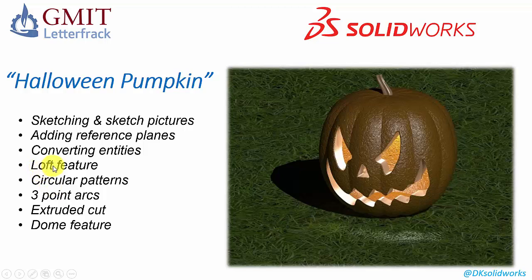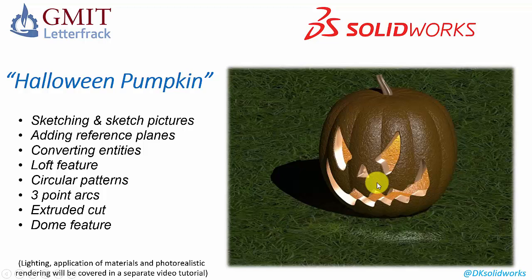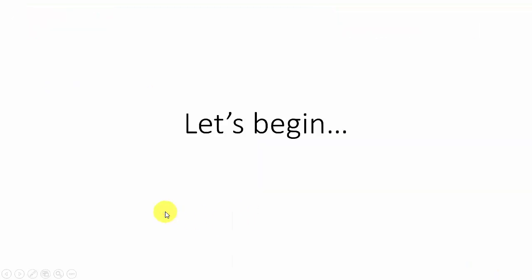We're going to use the loft feature, a circular pattern. We're going to use a lot of sketching 3-point arcs and extruded cut to cut out the features on the face, and then the dome feature as part of the stalk. Now I should say that we're going to stop short of actually rendering this project in this video, but I will complete and upload another video showing how to apply the proper material appearances, to set the lighting, and also to generate the photorealistic rendering that you see here. Okay, so let's begin.